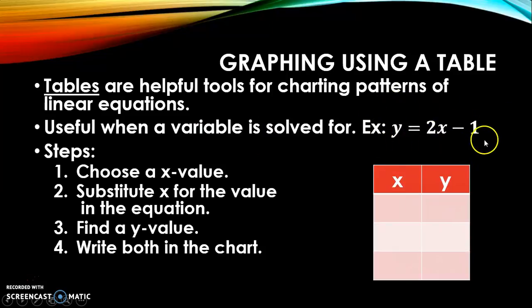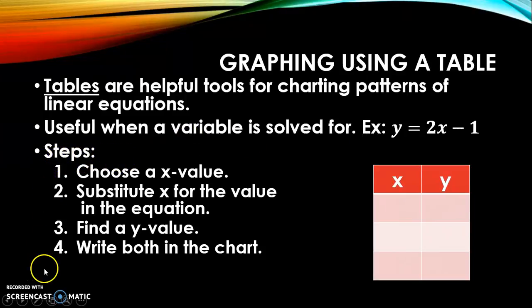So looking at this example, y equals 2x minus 1. That is a perfect example for using a table, because we can choose our x values and find out what the matching y value is. So this is really, really nice for us. There are 4 steps when using a table.